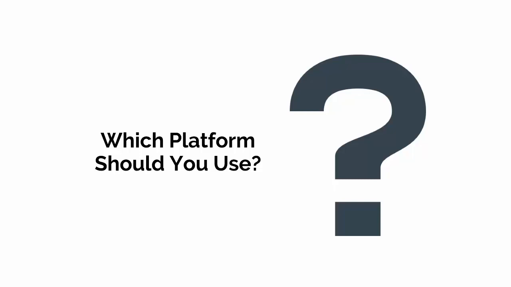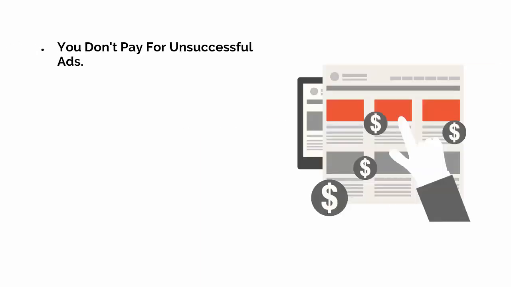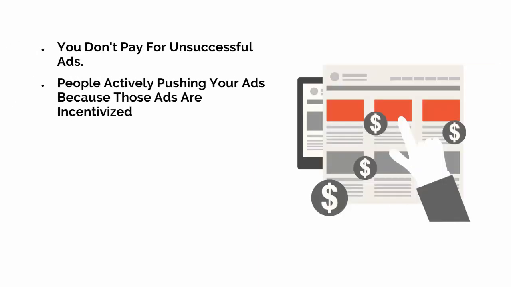So now let's recap on the different options you have available to you and who each is likely to be the most useful for. First of all, you have the option of going purely CPA with something like Max Bounty, AdGate Media, AdSend Media, or CPA Lead. These charge you only for each acquisition and put your ads onto the websites of thousands of participating advertisers. On the positive side, this option means you don't pay for unsuccessful ads. At the same time, you have people actively pushing your ads because those ads are incentivized.